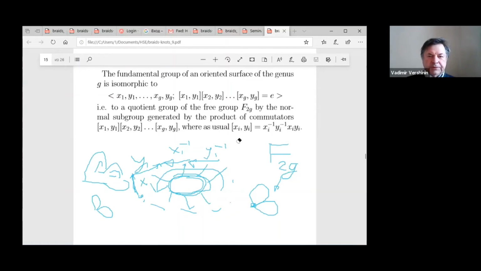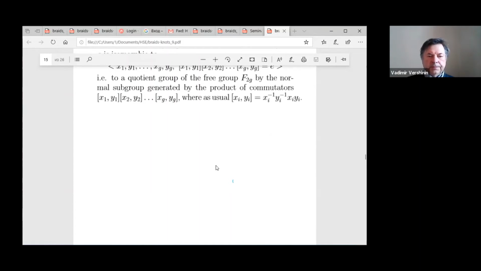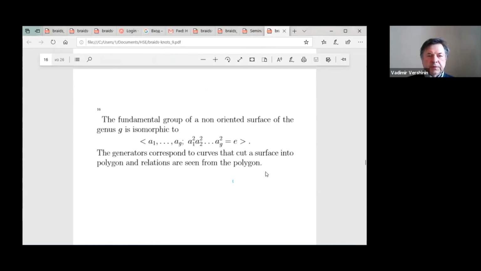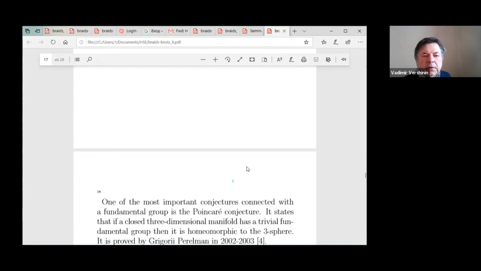If there are no questions, then about groups it is more or less a standard topic. Yeah, this is about the fundamental group because you need to make identification. This is the fundamental group of a non-orientable surface. This is another stuff.